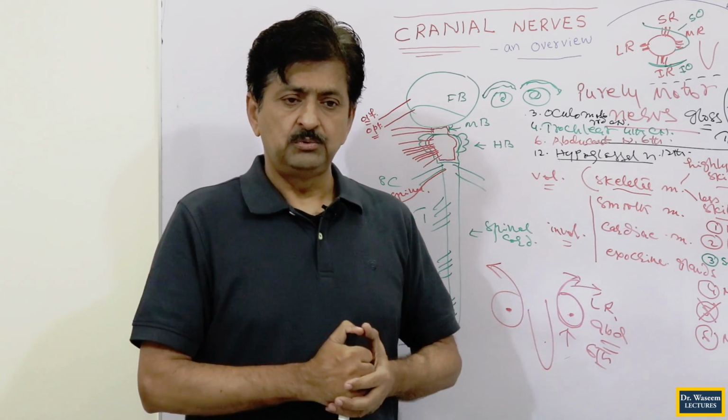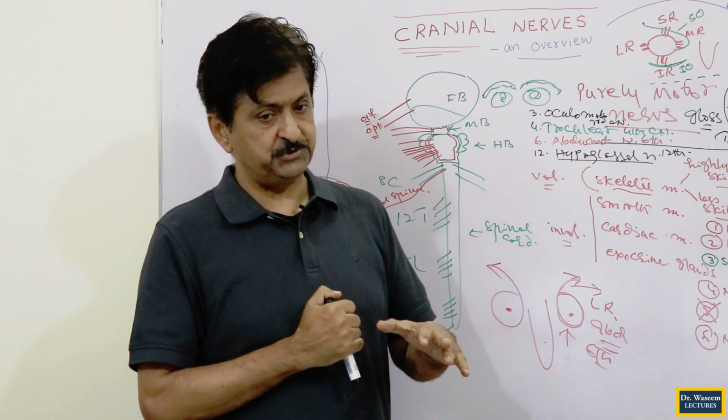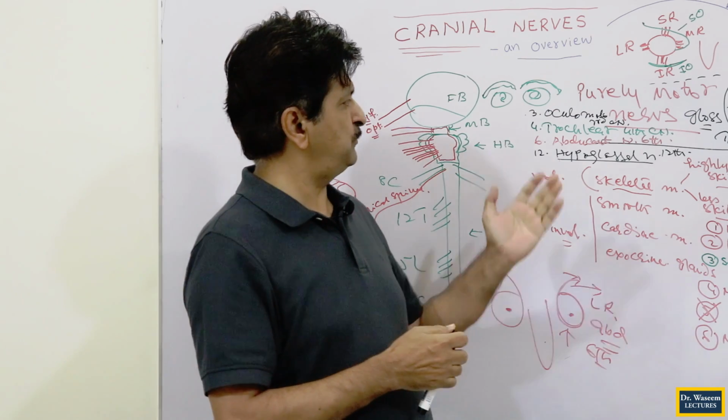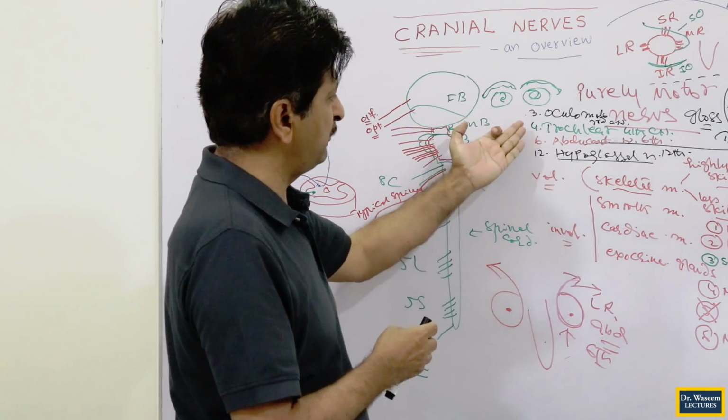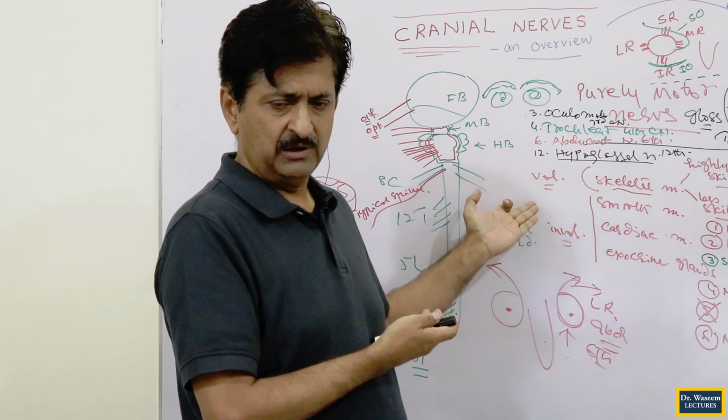The third group is called purely motor, and there is another group called the mixed nerves. As far as the mixed nerves are concerned, you will say, sir, purely motor nerves are 3, 4, 6 and 12, already written on the board.